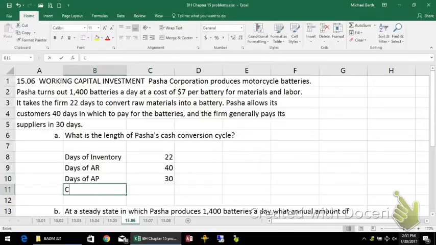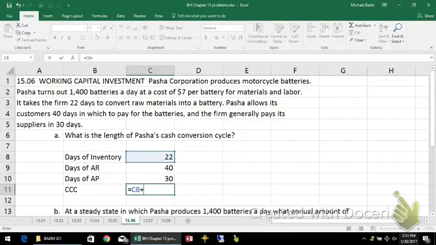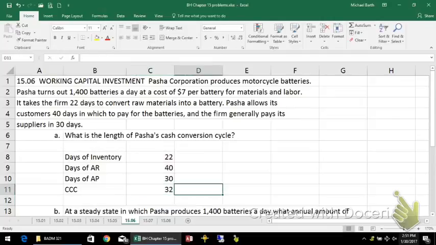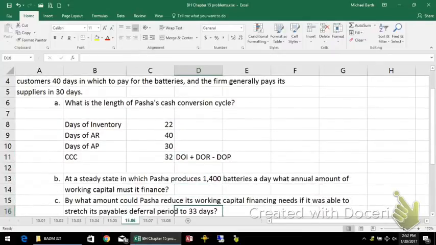So the cash conversion cycle would be 22 plus 40 minus 30. Okay? So this is the DOI plus DOR, days of receivables, minus DOP, days of payables. All right. Next, at a steady state in which they produce 1,400 batteries per day, what's the amount of working capital that it must finance?